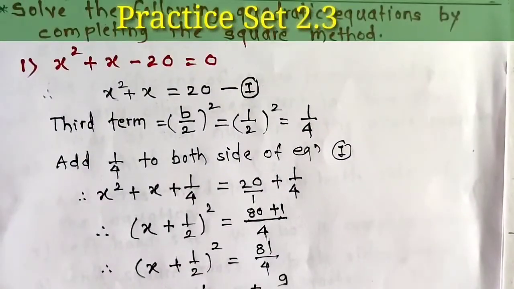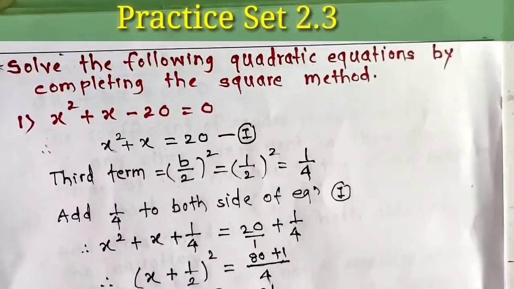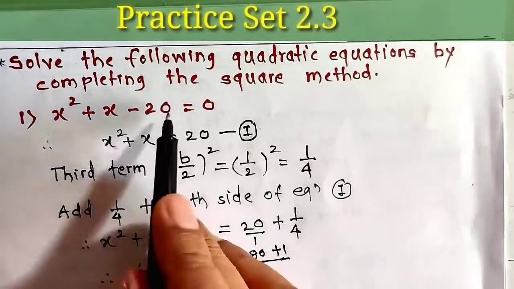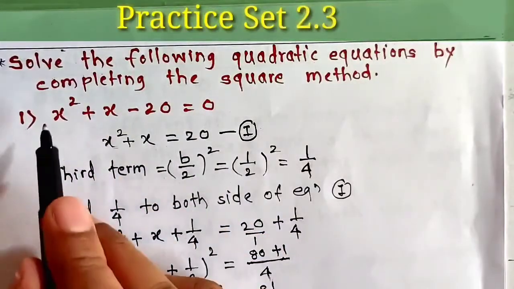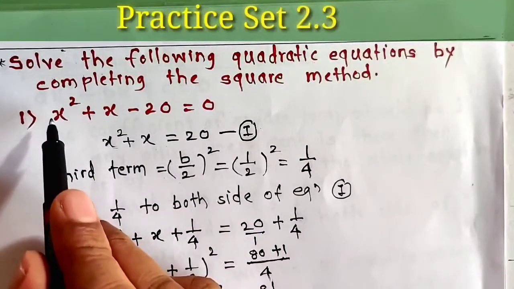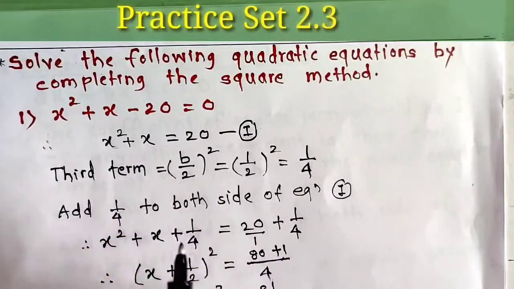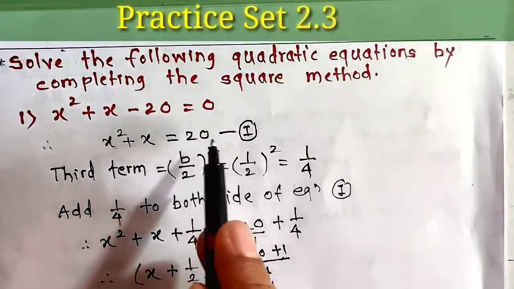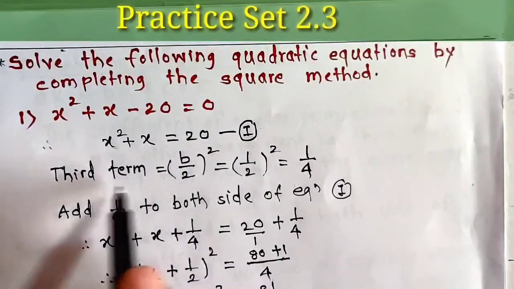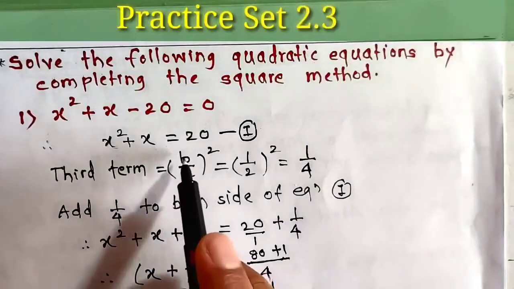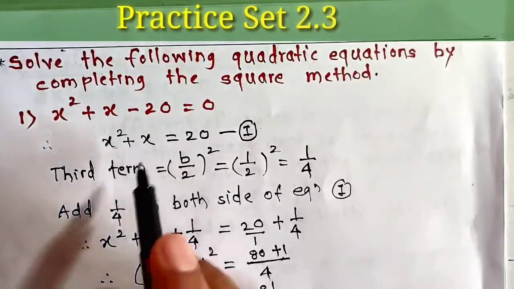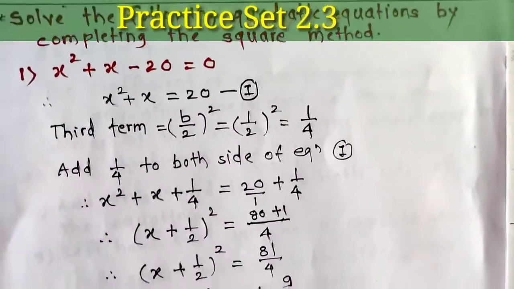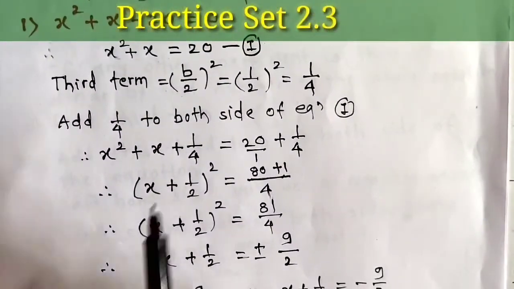So let us see again. Here x square plus x minus 20 is equal to 0 is given. First make the coefficient of the square term 1. It is already 1, so no need to do that. Second step, write the constant term to the right hand side. So x square plus x is equal to 20. This is equation 1. Third term, how will we get the third term? The formula is b by 2 bracket square. So b means 1, 1 upon 2 bracket square is 1 upon 4. Now next step, add this 1 upon 4 to both sides of equation 1.